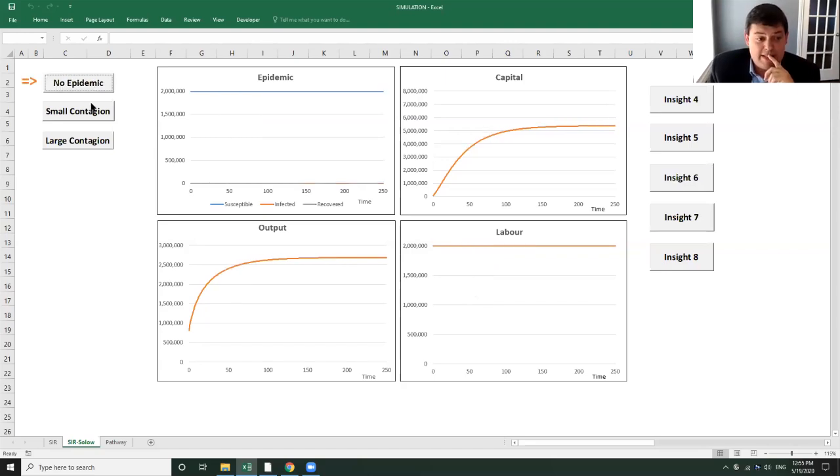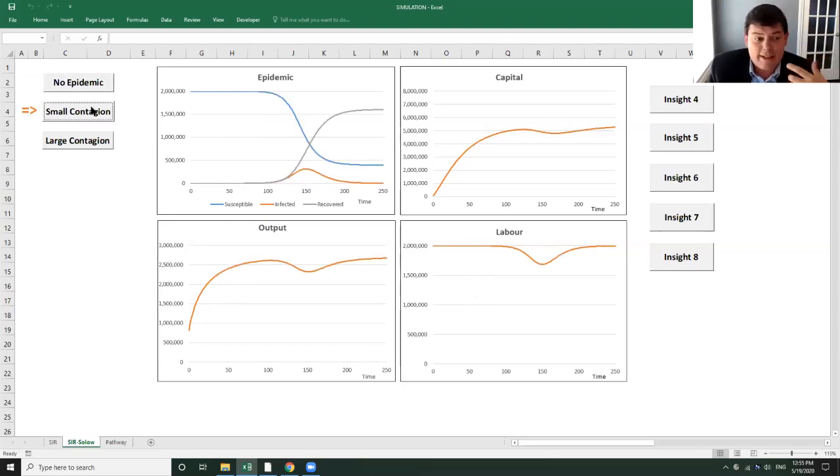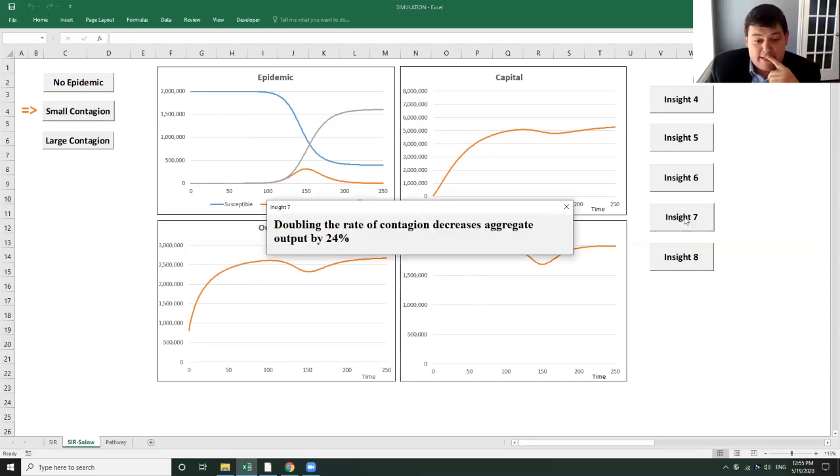That's also not to say that the impact of the epidemic is zero on output. And insight 7 speaks to that. Insight number 7 is saying that doubling the rate of contagion of this epidemic decreases aggregate output by 24%.